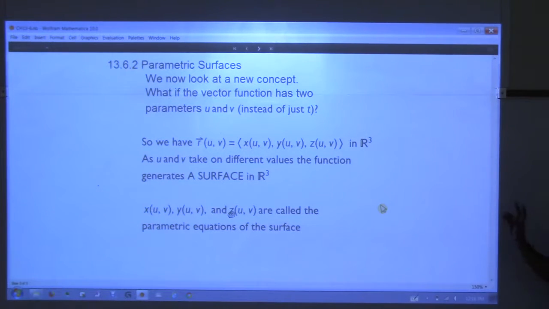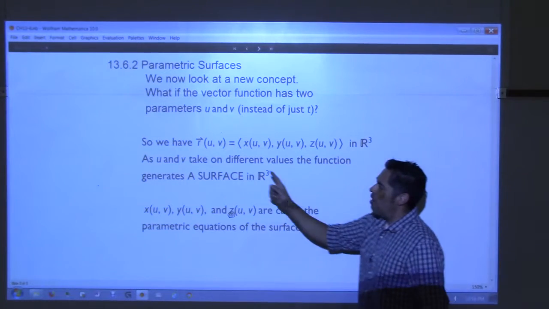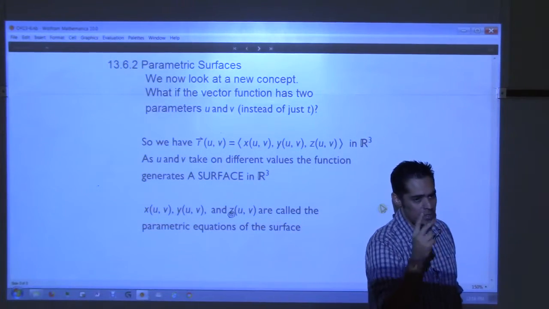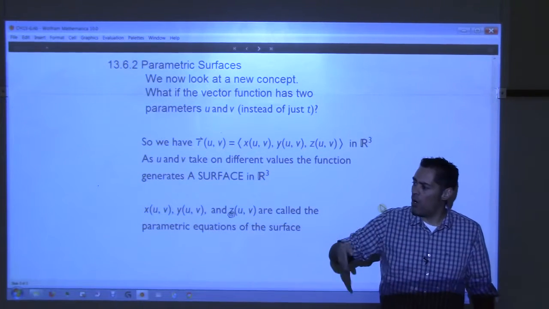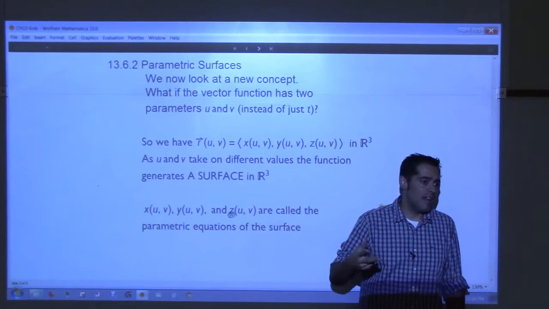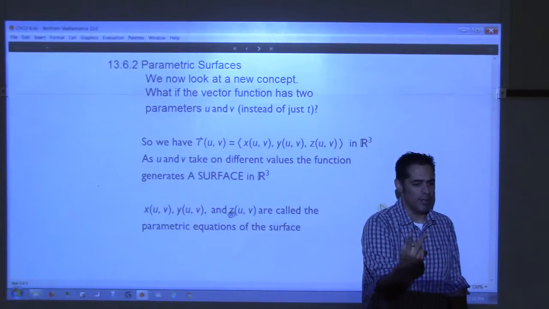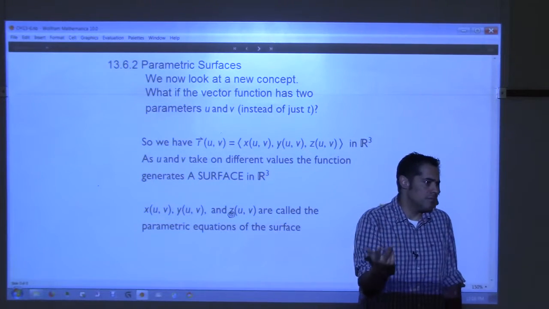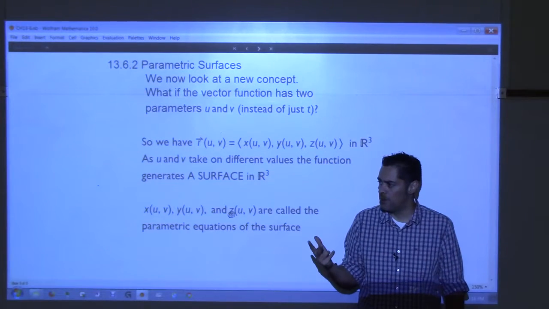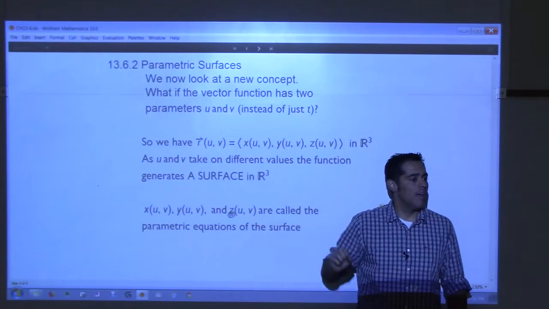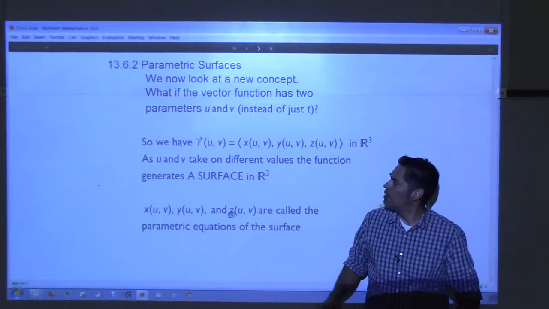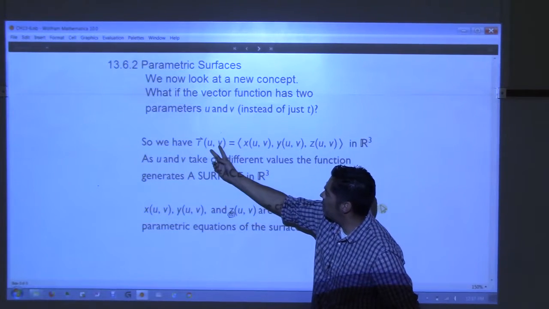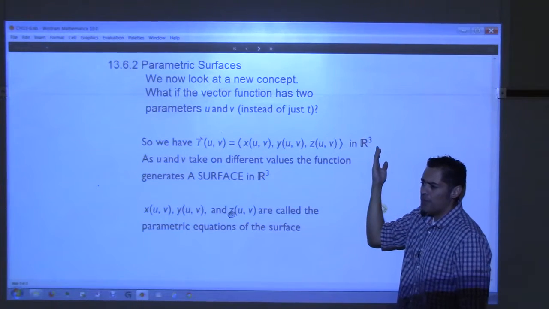What if we change it so that the vector function r, we're allowed to plug in two things instead of one? You know how it's always been r of t? What if instead I allow you to plug in two parameters, u and v? We just use u and v because that's the standard notation. So we've taken t out and we've said u and v. We have a vector function that takes in two inputs. It spits out a three-dimensional vector.